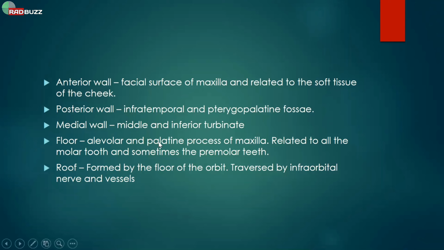Medial wall is by the middle and inferior turbinate. What turbinates are, that's the part of the nose basically. Floor is by alveolar and palatine process of maxilla.